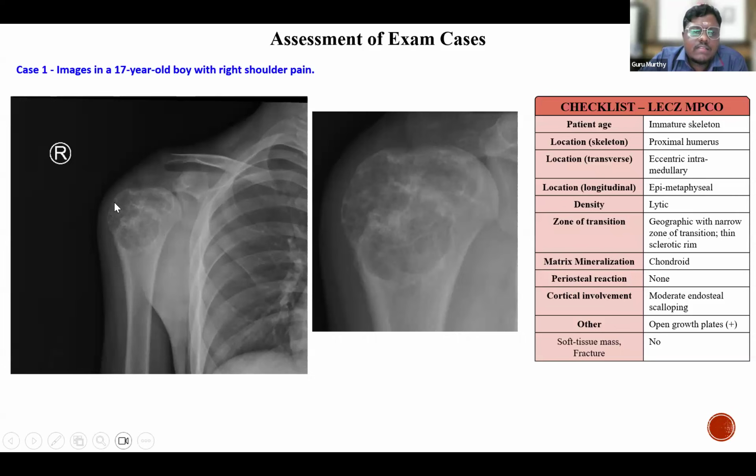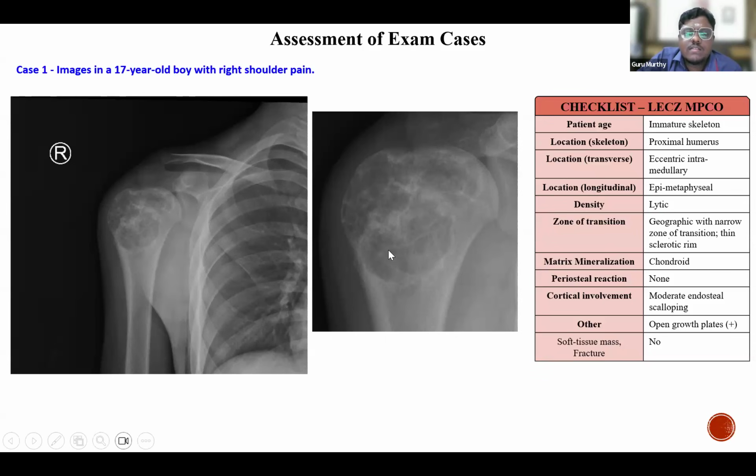Whether it is located central or eccentric: if you see, most of it is in the eccentric compartment. It's not just central, it is placed in the eccentric part of the medullary cavity. Next, the density: it is more like a lytic kind of lesion. Next, the zone of transition. You're able to appreciate the narrow zone of transition. So this is a geographic kind of lesion with a narrow zone of transition, and a thin sclerotic rim is seen. This is telling that this is a benign entity, not an aggressive pathology.